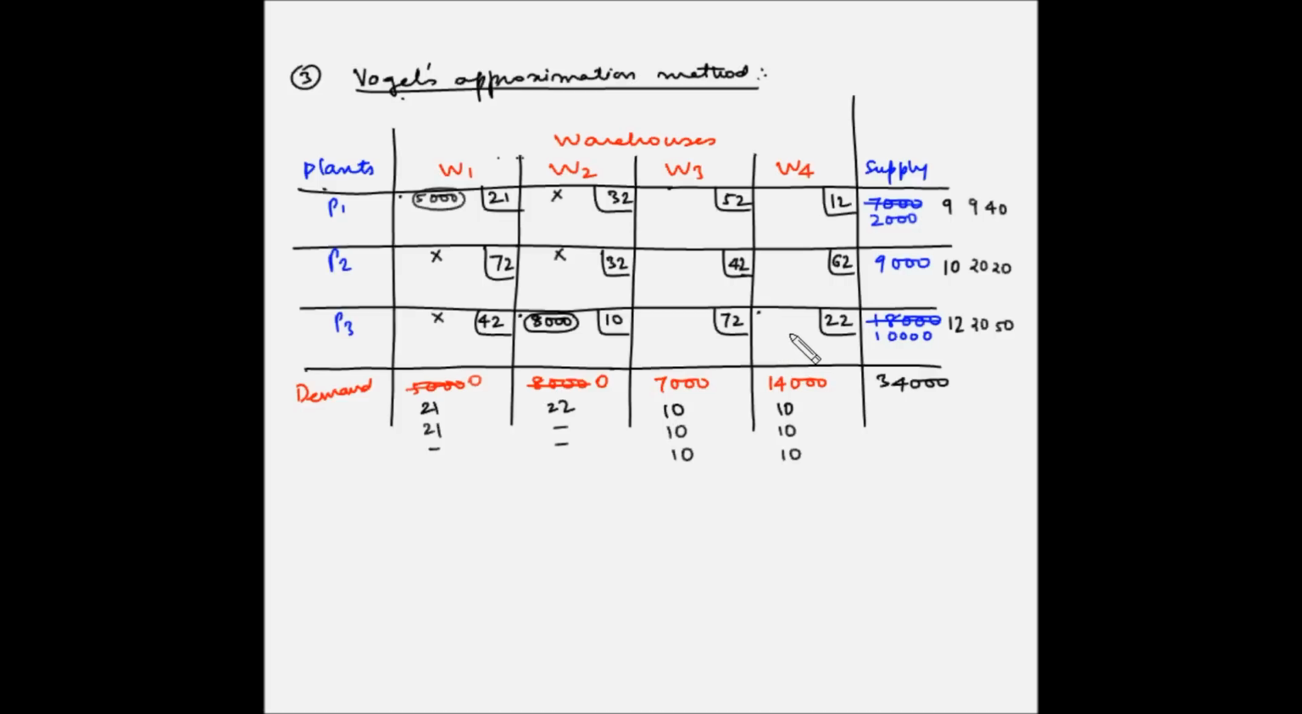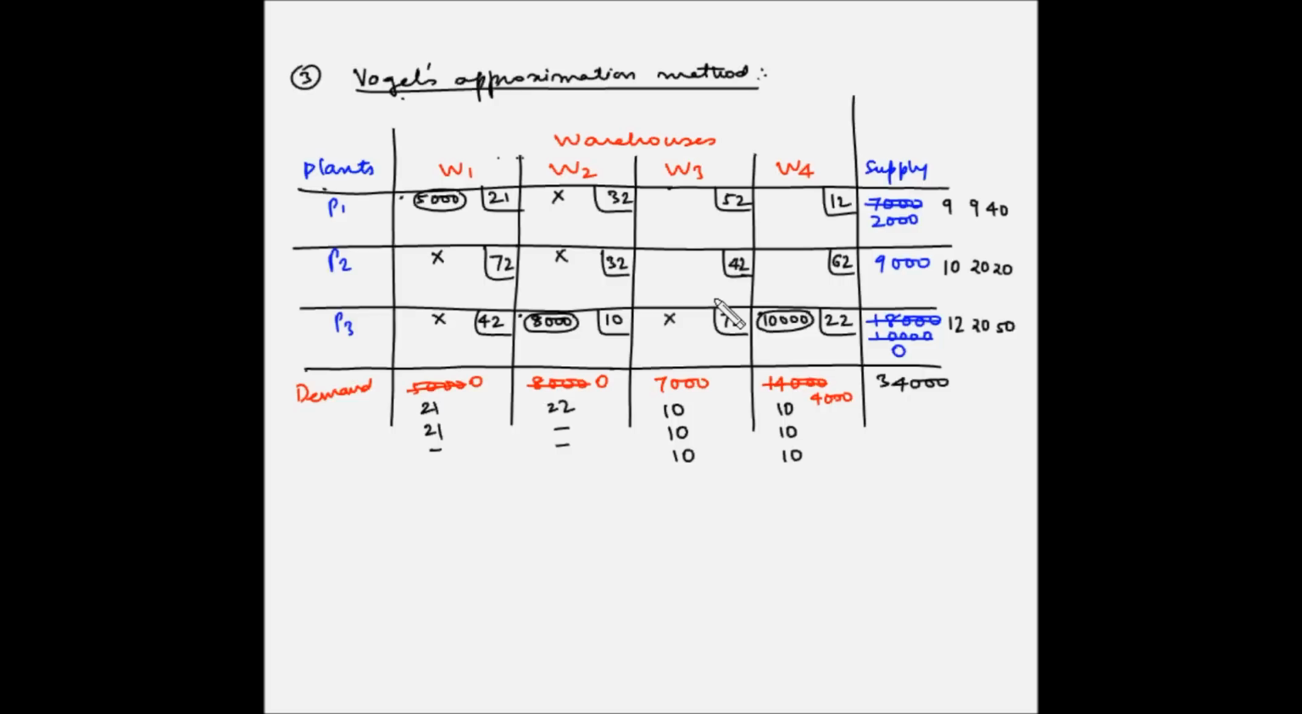Now let's evaluate the supply and demand situation. So the supply availability is 10,000 units while the demand is 14,000 units. So the maximum we can allocate here is 10,000 units. So now with this allocation, the remaining demand for W4 is 4,000 units, while the remaining supply for P3 is 0 units. Now, since with this allocation, the entire supply for P3 has been allocated, we'll cross off the remaining boxes for P3, indicating that they are no longer available for allocation.